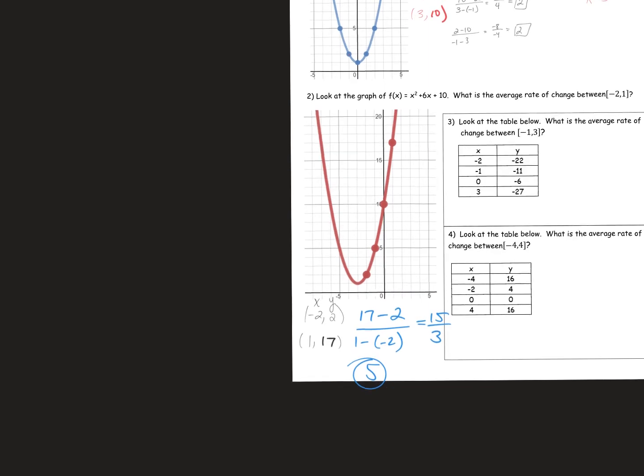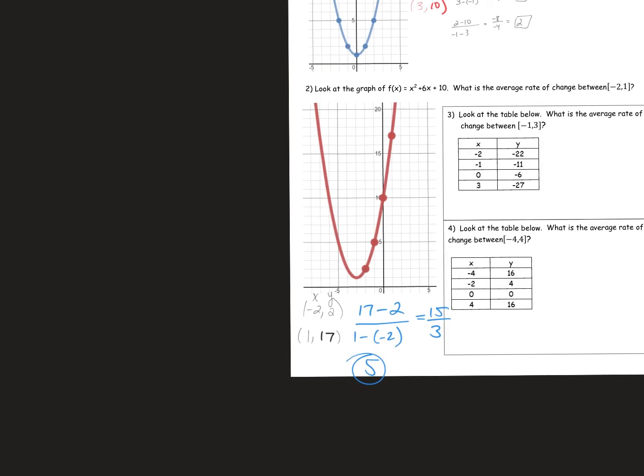Say it again. Like a nice pretty whole number? Not necessarily. These happen too. That's a good question, but not necessarily.